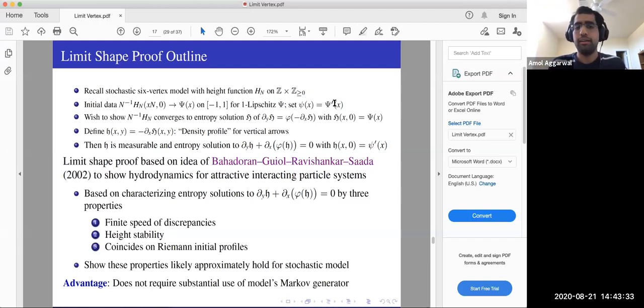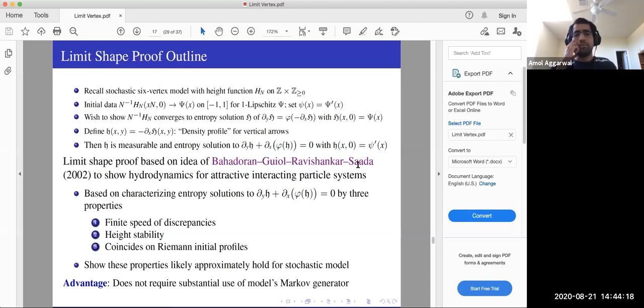So we want to show that n inverse times H_n converges to the entropy solution to this PDE, with this initial data. And I'll define little h to be minus the x derivative of capital H. So again, this is the density profile for the vertical arrows. Then h is measurable because of Rademacher's theorem. I mean, if you have a one-Lipschitz function, then its derivative exists almost everywhere. And it's the entropy solution to this slightly modified equation: partial y of h is equal to partial x of phi of h, with this initial profile, h(x, 0) equal to psi prime of x.